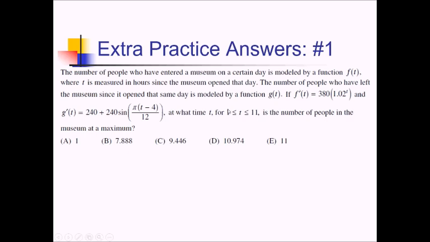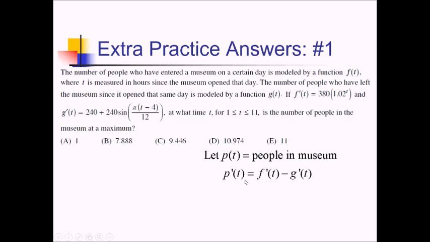So let's talk about the overall number of people, specifically the rate at which that number of people is changing. If P denotes the number of people in the museum at any given time, the change in that, P prime, is going to be the rate at which people are coming in minus the rate at which people are going out. So F prime minus G prime. Now that we've defined that, we can do a few things with P prime of T. Specifically, we want to find some critical values.